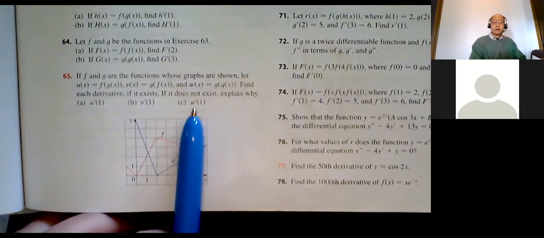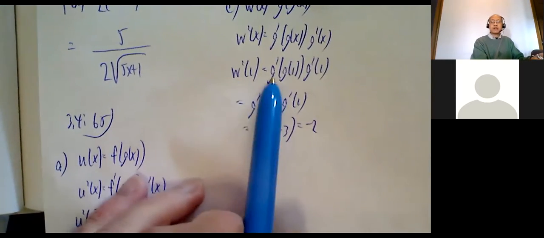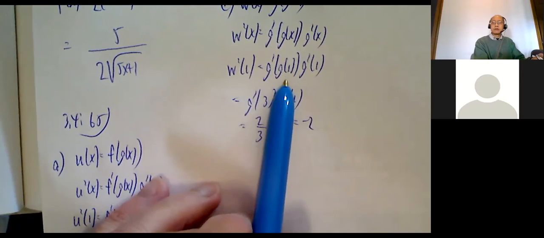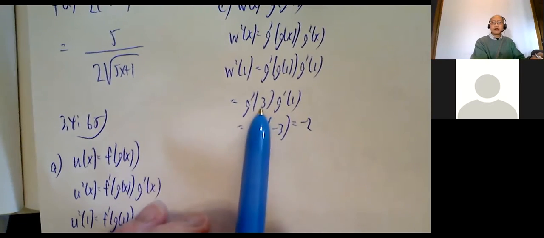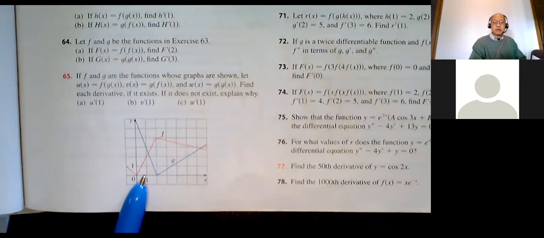And again, they want 1, so I plug in 1 everywhere. W prime of 1 is g prime of g of 1, g prime of 1. So first I need g of 1. G of 1 is 3. So x is 1, blue graph. There is no red graph for now. 1, 2, 3.